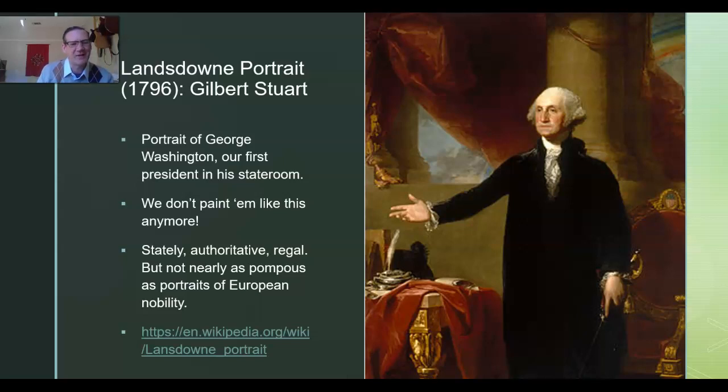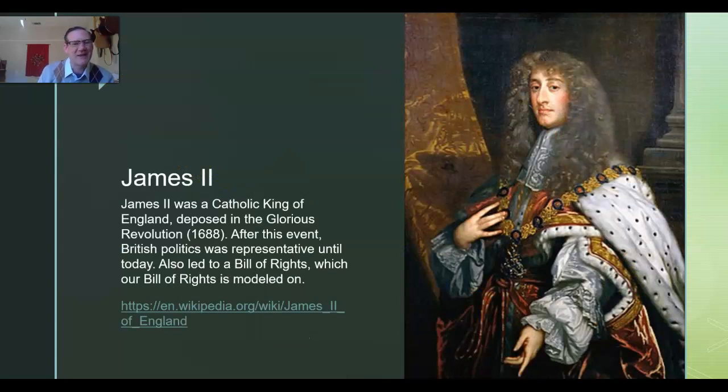But let's compare it to some European portraits from the time, right? James II, who was the Catholic King of England, and was deposed in the Glorious Revolution, 1688. I picked this one. It's a little bit from before our time period, but portraiture hadn't changed that much in Europe in the 100 years in between, because the Glorious Revolution was actually the moment where British Parliament became more powerful and more important than the king, and that was the change in British politics that then led our founding fathers to want to model our system of government off the British one, right?